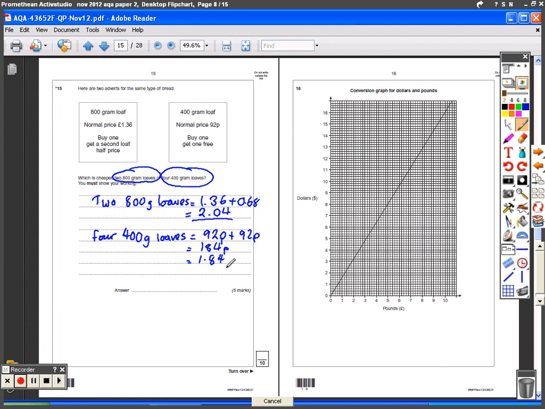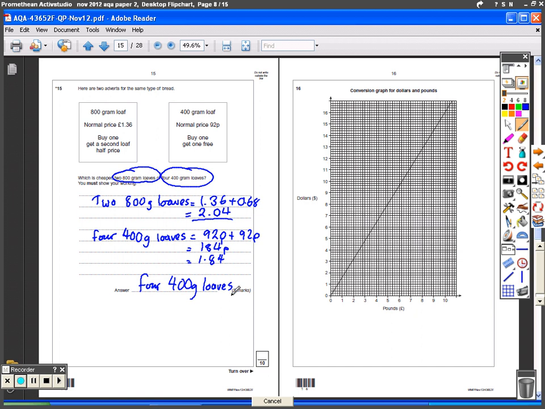So of course, which is cheaper? So it would be the 400 gram loaves would be cheaper. Make sure you show all your workings. This is worth 5 marks. So each individual step, what you did, always needs to be shown, remember.